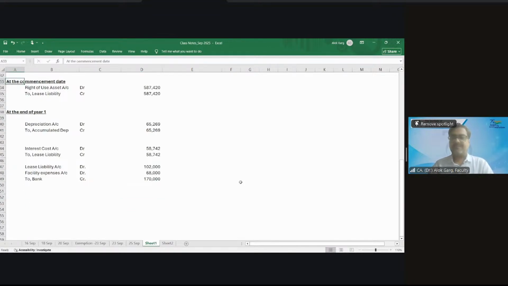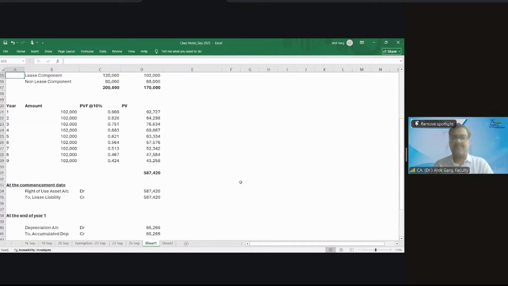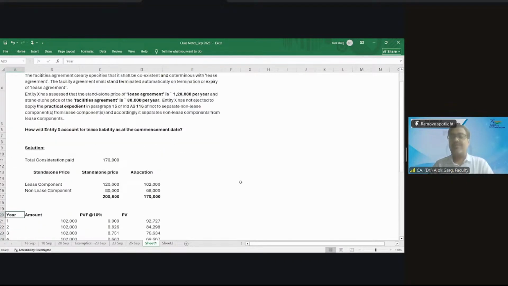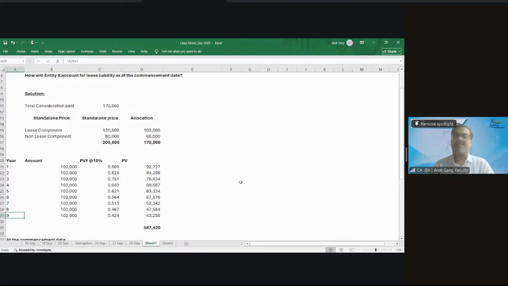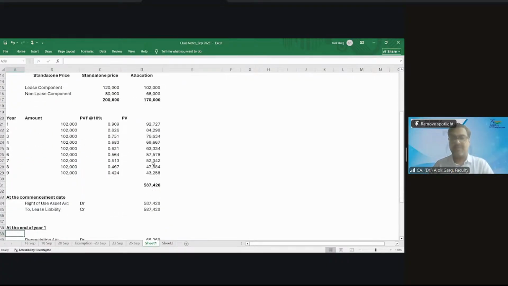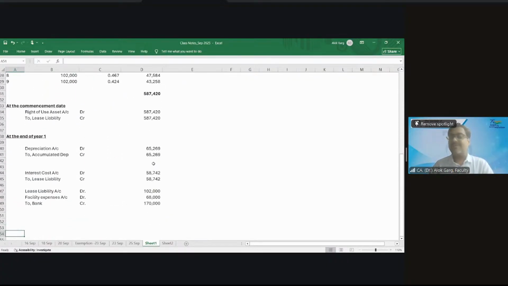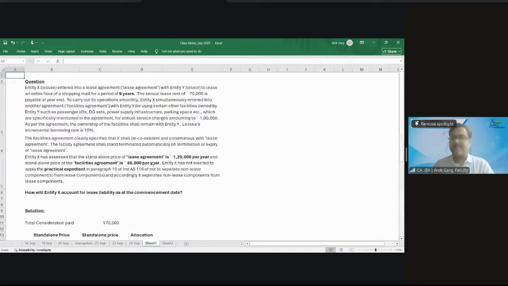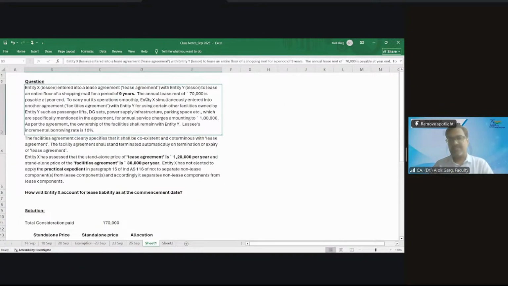Is this clear now? Yes, sir. So basically, the non-lease component has to be recognized as an expense as and when it accrues. Only your lease payment needs to be considered for discounting and for charging interest. So this is what I wanted to discuss in terms of this question. We have already covered this concept, right? Okay. So let's go to another question.